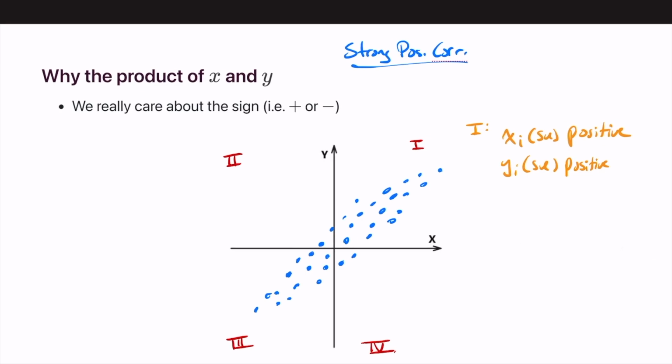And what can we say about this quadrant? Well, for this data set, all these points fall in quadrant 1. All these points fall in quadrant 3. And there's a couple points in quadrant 4 and a couple points in quadrant 2. And that count, the number of points that fall in each of these quadrants, is extremely important. Let's just make up a number. Let's just say that there are 100 data points here.